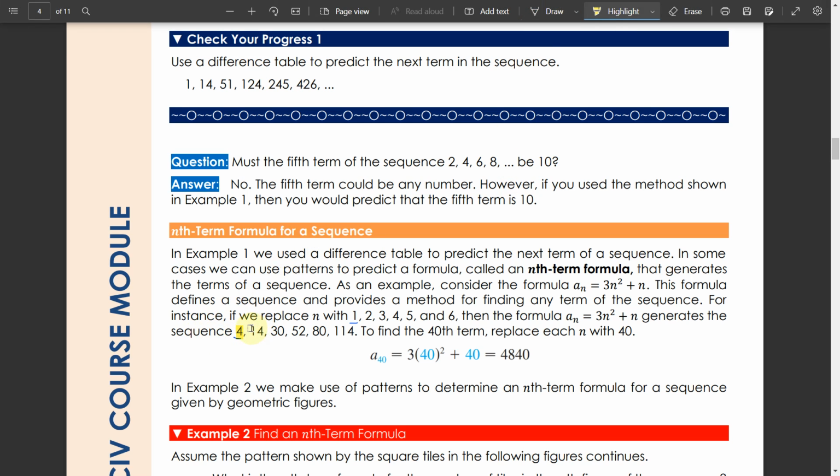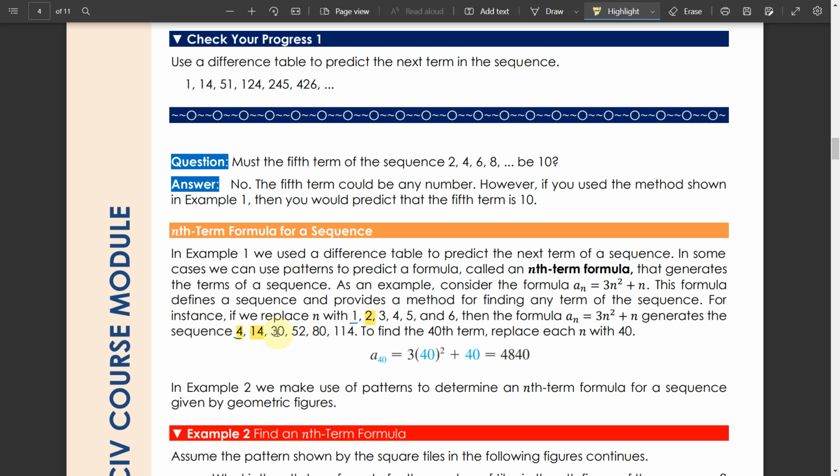Then 14 next. Let us now let n equal to 2. So a sub 2, meaning that is your second term, is equal to 3 times 2 squared plus 2. 2 squared is 4. So 4 times 3 is 12 plus n, which is 2. So 12 plus 2 is equal to 14. The same goes for the others and so on.